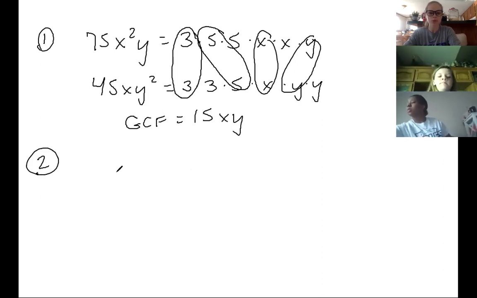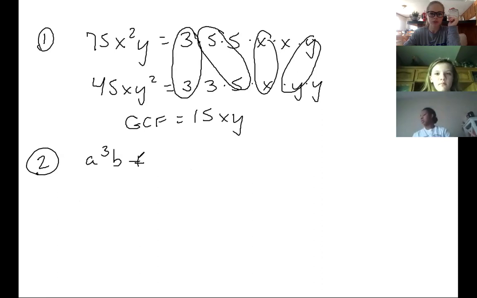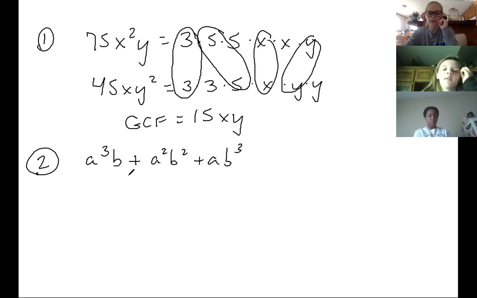All right, number 2. Katie, what was the first thing you had to do for number 2? List out the prime factors. Yes. Is there a greatest common factor between these two? And if so, what is it? No. What is common between all 3 of these things that I could factor out before I actually factor out a trinomial? An A and a B. Just an A and a B. So I can factor out that.